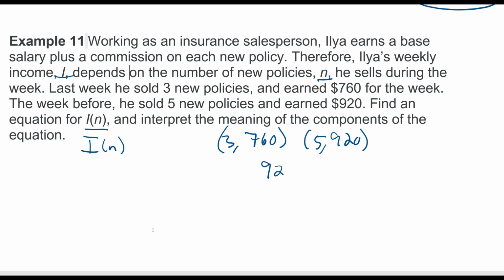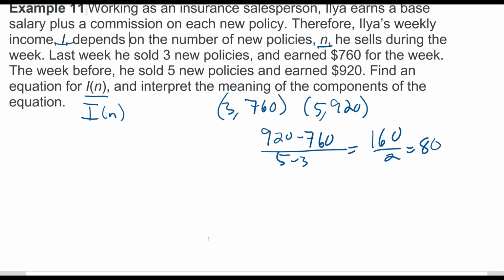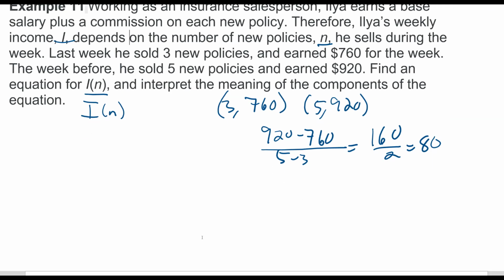So 920 minus 760 over 5 minus 3. 920 minus 760, wouldn't that be 160? Divided by 2, so 80. So it looks like per policy he's getting $80 per policy. So the formula would be I of n would be $80 per policy. And I think we need more information now. It's there for us to get, plus let's see what his commission is.